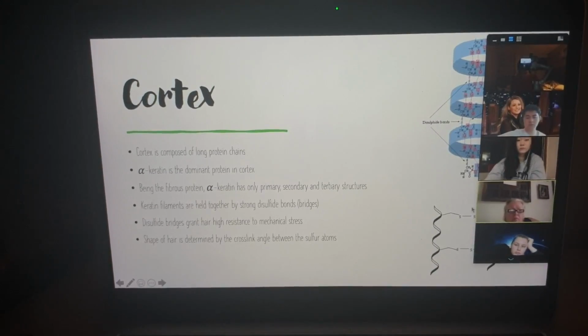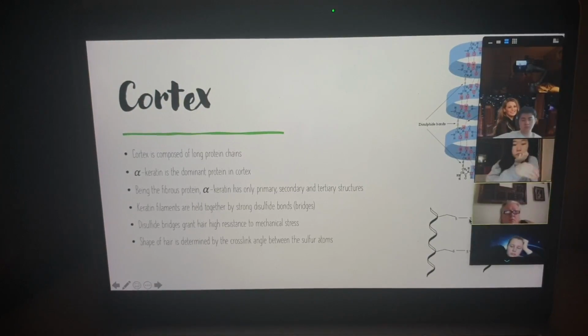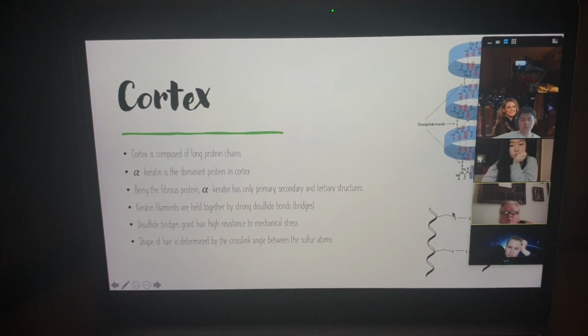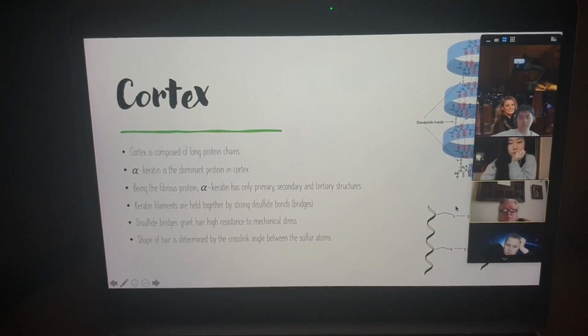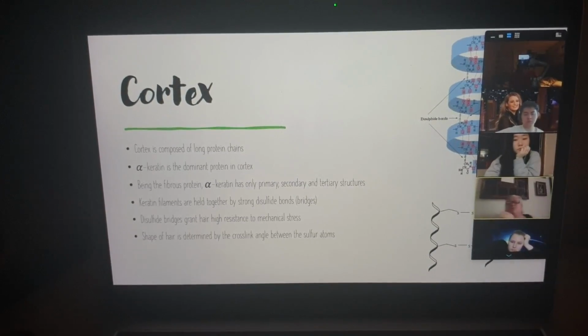And the shape of hair is determined by the cross-link angle between two sulfur atoms. If there is no angle, if it's like 180 degrees, then the hair is straight. If there is an angle, hair becomes curly.